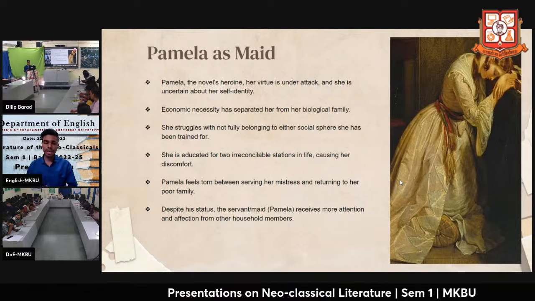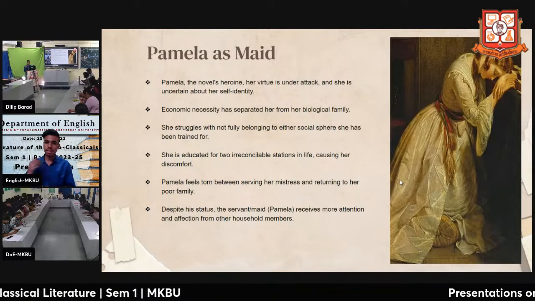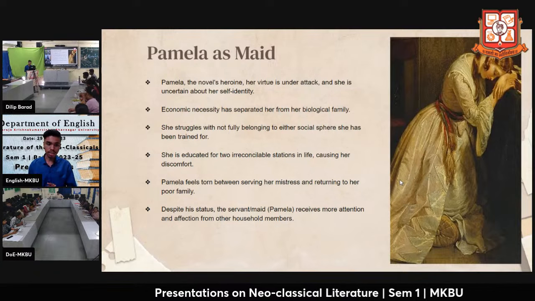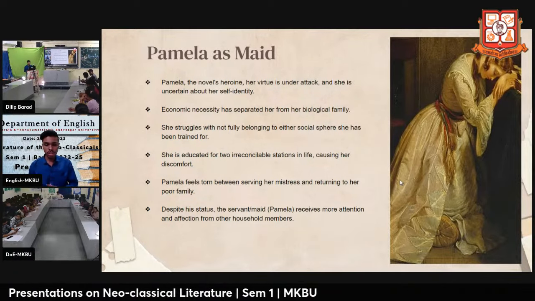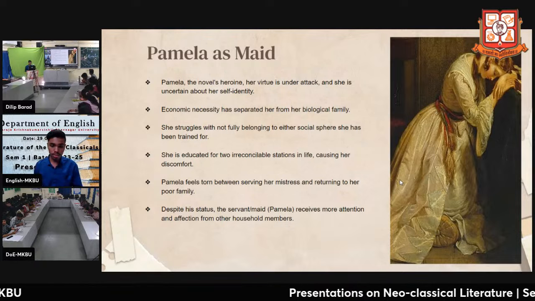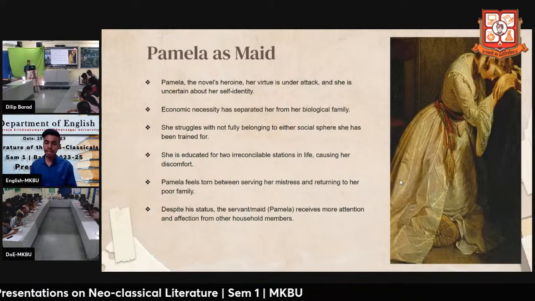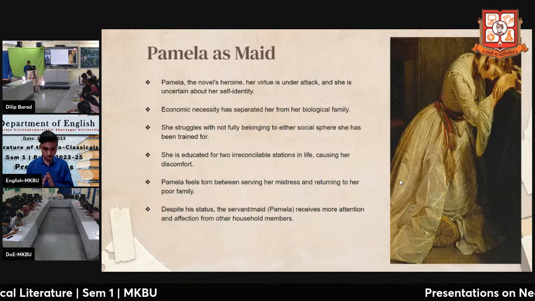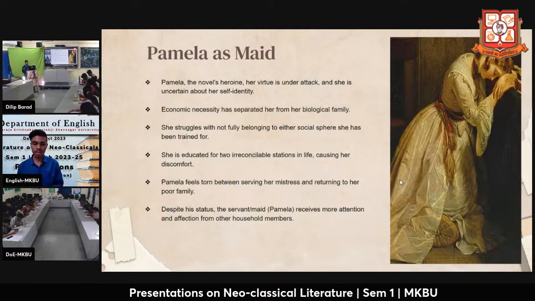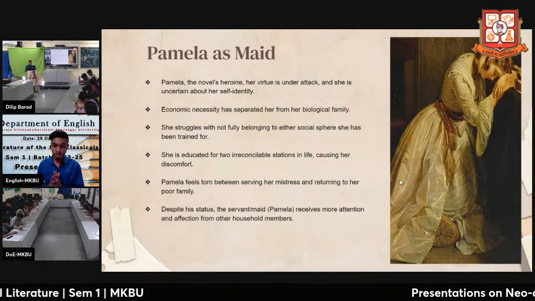Her education is not much, we can say, because she is working for other people. Pamela feels torn between serving her mistress and returning to her poor family. So now we can find out that her family's social and economic conditions are not good, and because of that she is very separate and very far from her family.